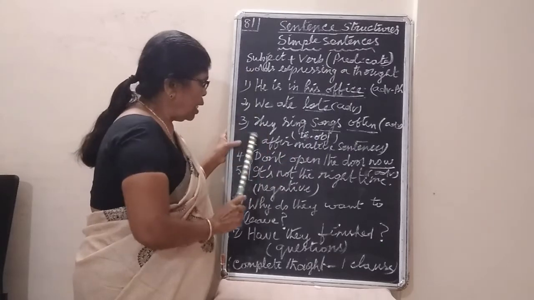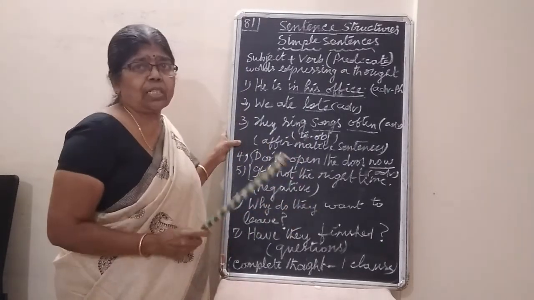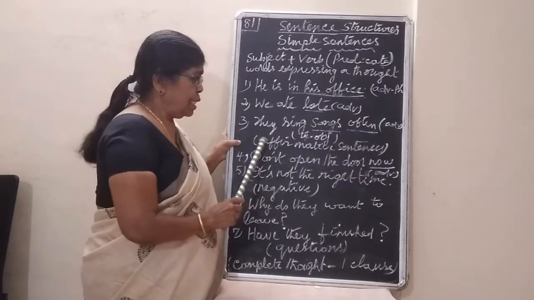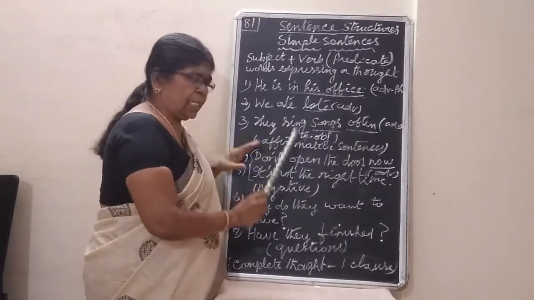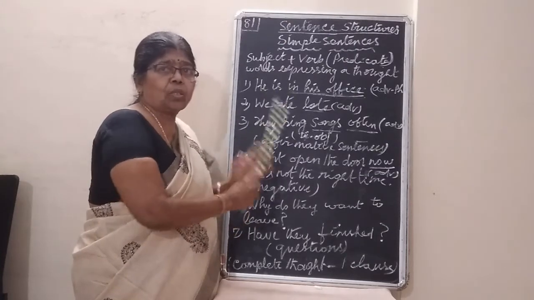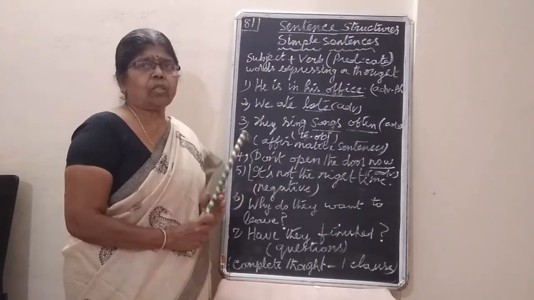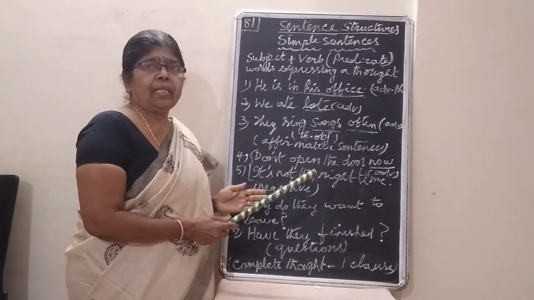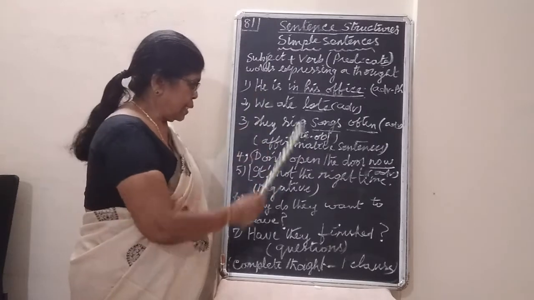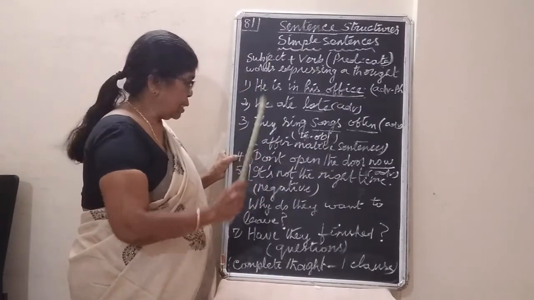So these are all affirmative sentences. Affirmative sentences are the opposite of negative sentences. They sing songs. That is, they give the sense of full agreement. If you say they don't sing songs, it becomes negative. They sing songs. We ate late. So all affirmative sentences. Then you can write any number of simple sentences like that.